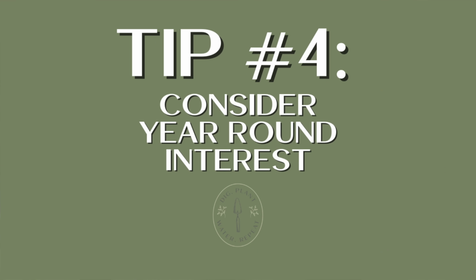All right, tip number 4 is consider year-round interest. It is something that is so important. We often go out into the garden and start gardening in spring. And so in spring, everything's blooming, everything's looking beautiful, but then you get into summer, things stop blooming, you get into fall and winter, and you have no interest in your garden. So just make sure you remember that you need to have year-round interest. You're going to be so happy.